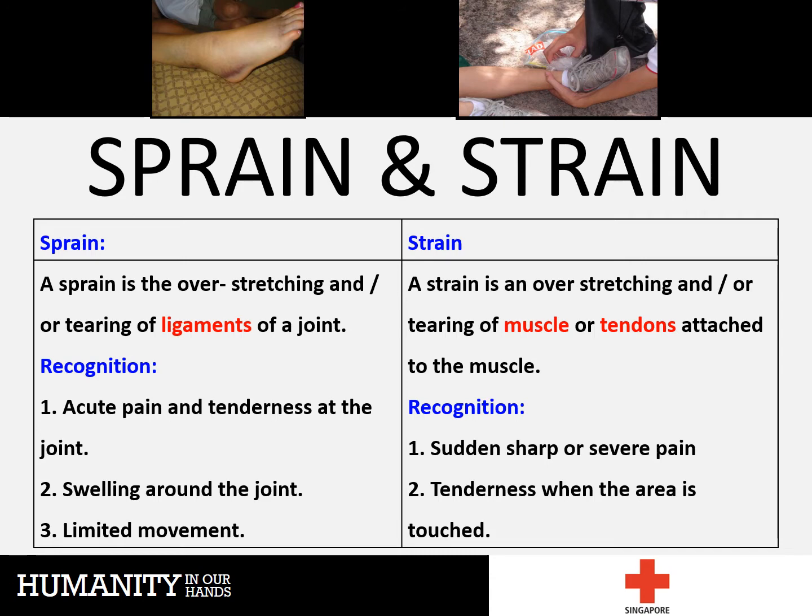Now, a sprain is the overstretching or tearing of ligaments of a joint. But a strain is the tearing of the muscle or tendons attached to the muscle. So they are different. And how do we recognize a sprain? There is acute pain and tenderness at the joint, swelling around the joint, and limited movement. That means when you move, it hurts.